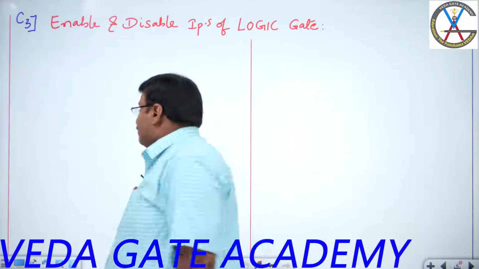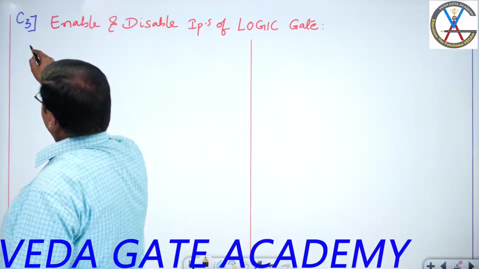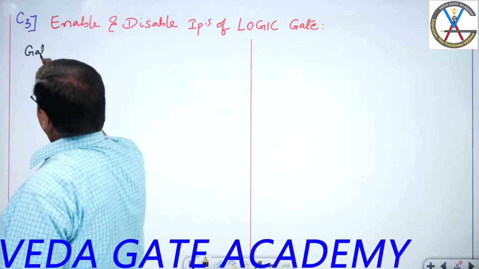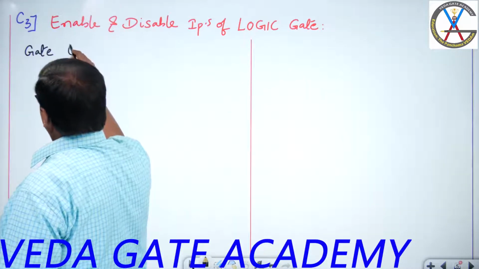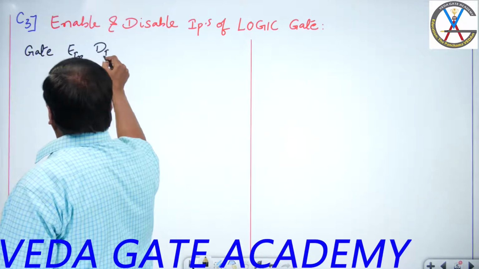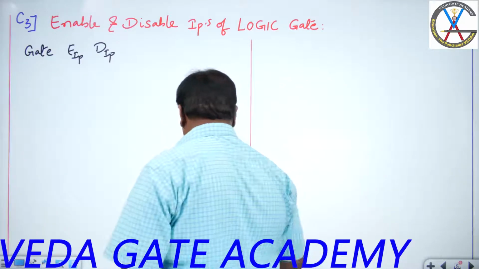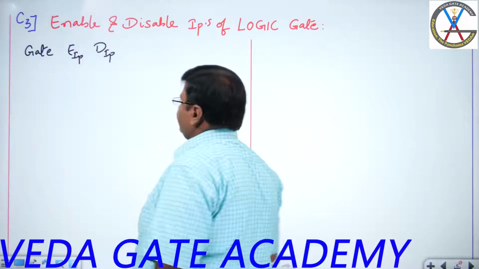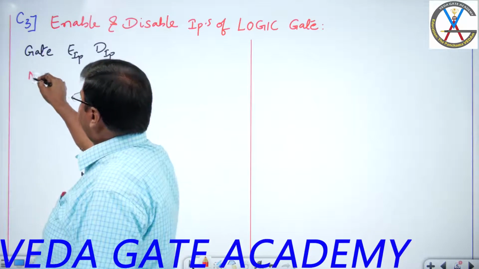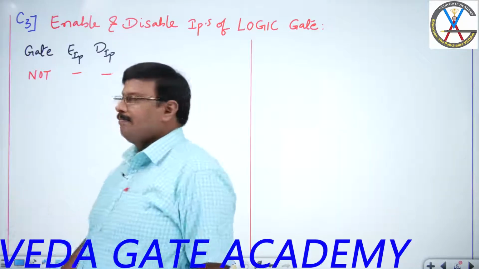From that, you try to give the definition to me. So, gate, enable input, disable input. I'm just going to write for different gates. NOT, since it is single input, has neither enable nor disable.